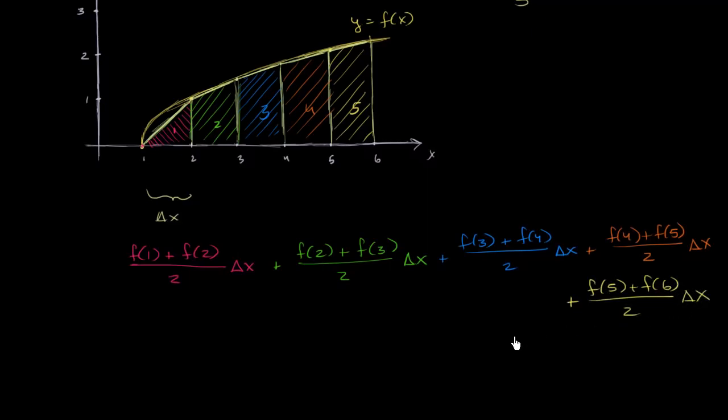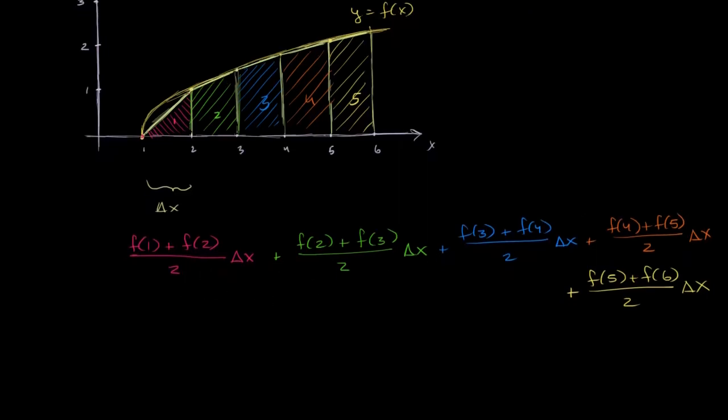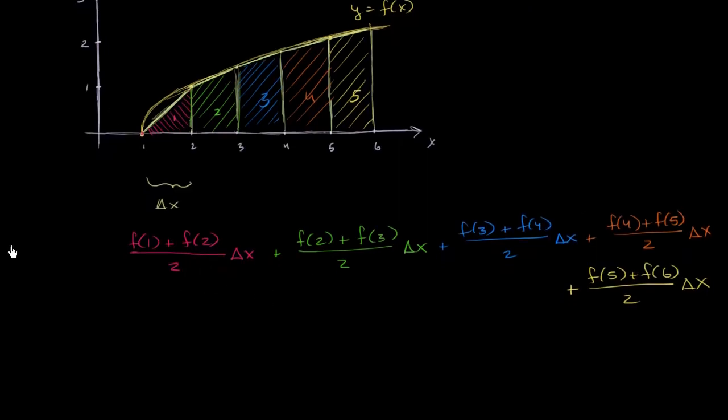So let's see how we can simplify this a little bit. All of these terms, we have a 1/2 delta x, so let's actually factor that out. So remember, this is our approximation of our area. So area is approximately, remember, this is just a rough approximation. It's very clear, actually.